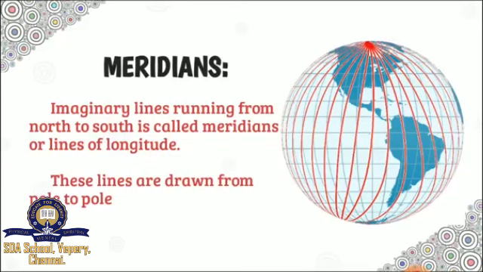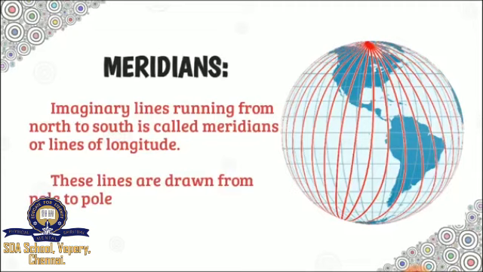What is longitude? Longitude is a geographical coordinate which specifies east-west position on the Earth's surface. This is about meridians. Imaginary lines moving from north to south pole are called meridians. This is the actual term of meridians. Now you can understand what a meridian is.